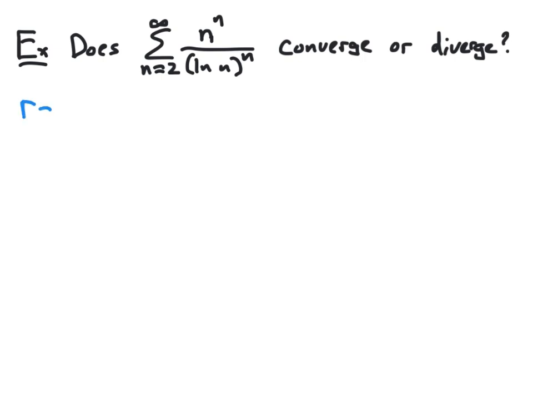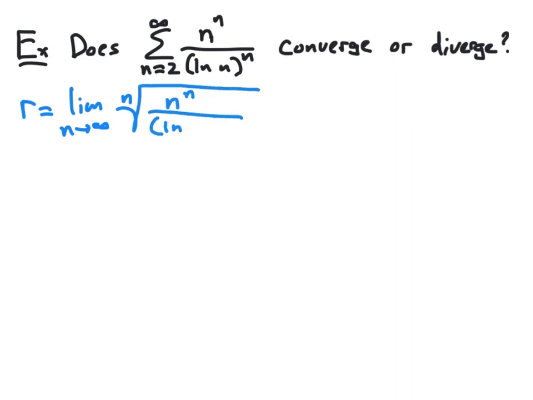So we're going to compute this number r, which will be the limit as n approaches infinity of the nth root of n to the nth power over the natural log of n to the nth power. And here, because everything is raised to the nth power in our series term, the nth root will cancel with both of our exponents of n, and this leaves us to compute the limit as n goes to infinity of n over the natural log of n.